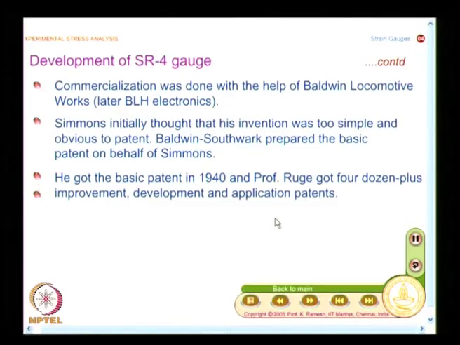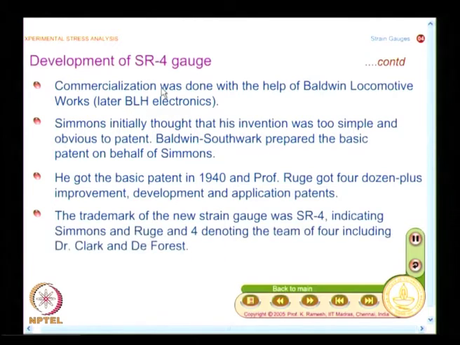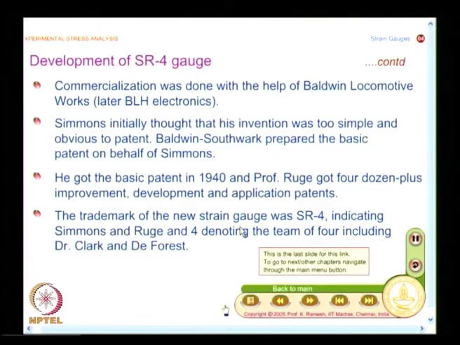It is very important. So, that is how you have BLH Electronics doing the commercialization, and Simmons initially thought that his invention was too simple and obvious to patent. So, it was only Rouge who decided to patent the work. At that time they found Simmons' work and they were disappointed. At that time de Forest, from his experience, brought these two teams together. So, finally, you had this new strain gauge which was born, and which is christened as SR4.